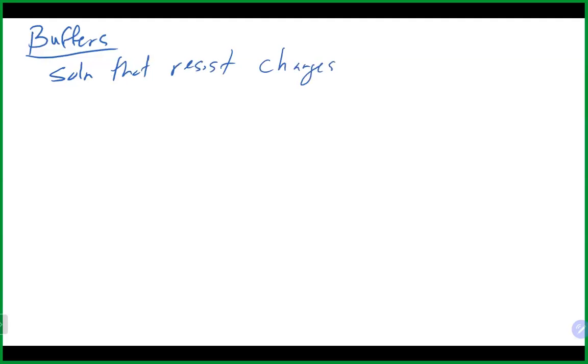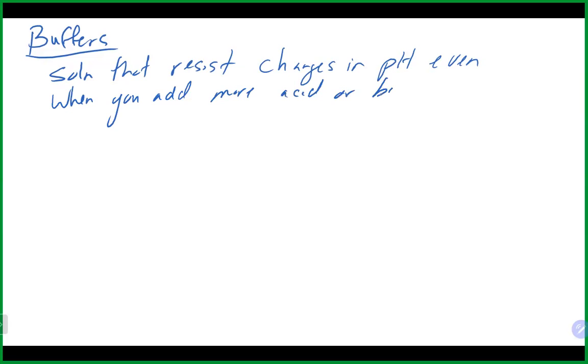So buffers are solutions that can resist changes in the pH, even when you add more acid or base to it. They're able to resist really big jumps in pH, even if you add more acid or base to it.